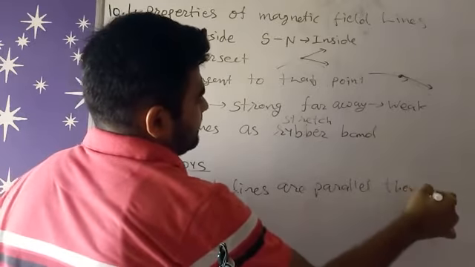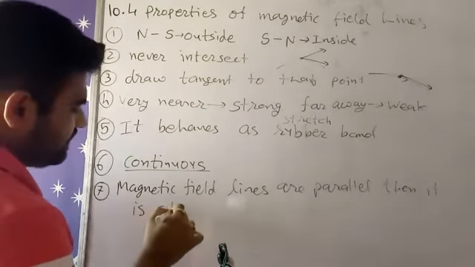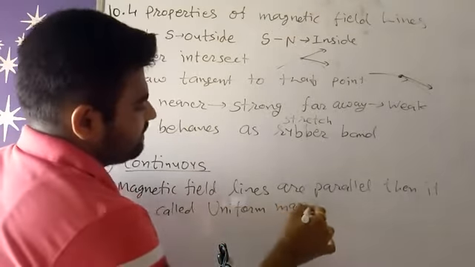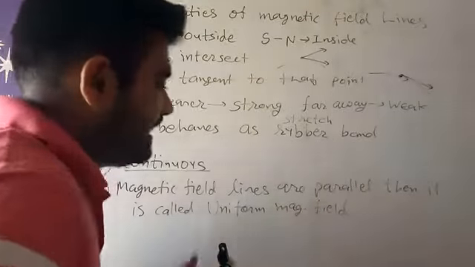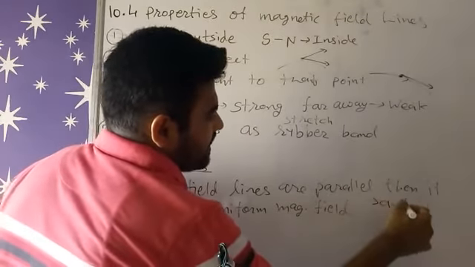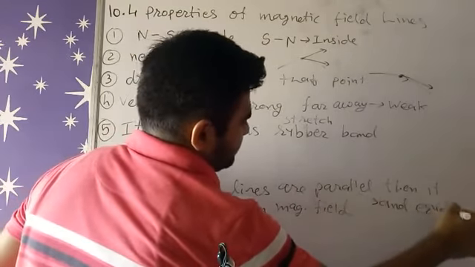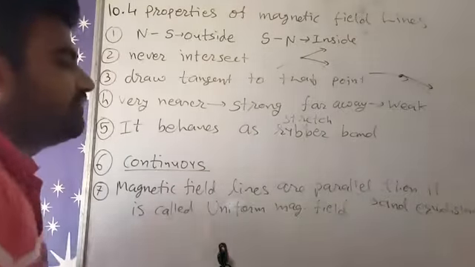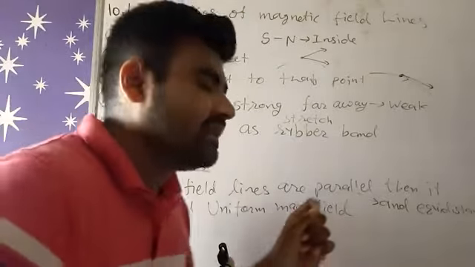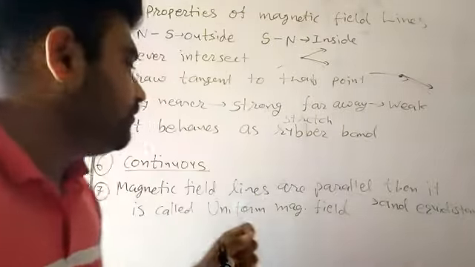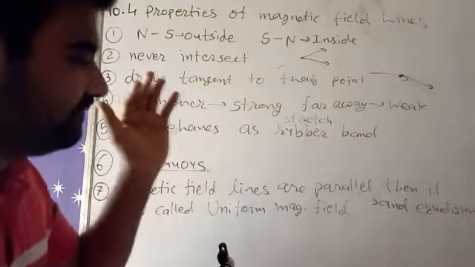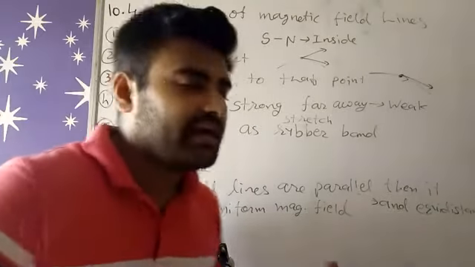then it is called uniform magnetic field. If they are parallel and equidistant, so I have to add here parallel and equidistant, means field lines have to be parallel, and equidistance means the distance of consecutive lines has to be the same, right? So this is called a uniform magnetic field if they are parallel and equidistant with each other. So these are the properties of magnetic field lines.